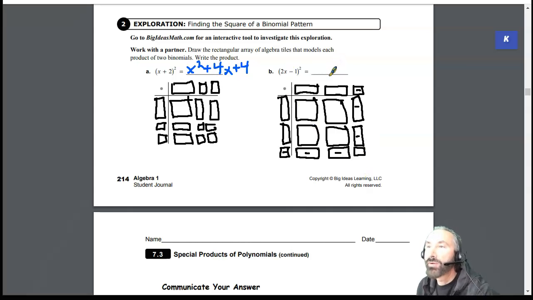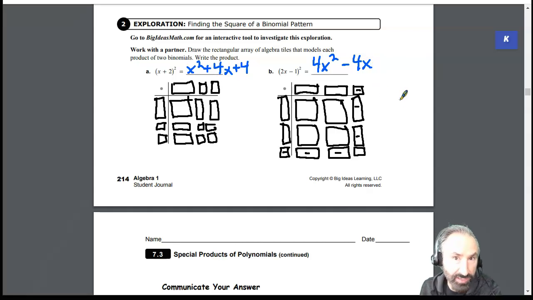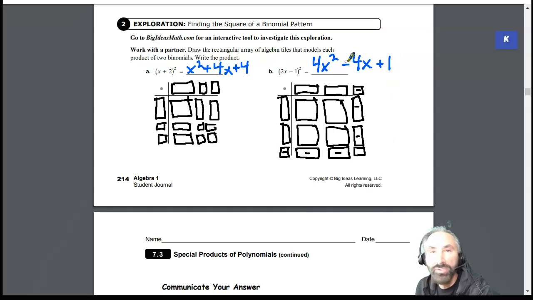Interesting. Now we've got to add this all up. So this is going to be 4x squared. Then negative 2x plus negative 2x is minus 4x, or plus a negative 4x. And then finally plus 1. And if we had FOILed this out, we should have got the same answer, for those of you that know FOIL.